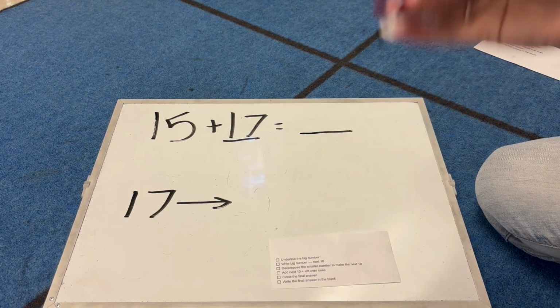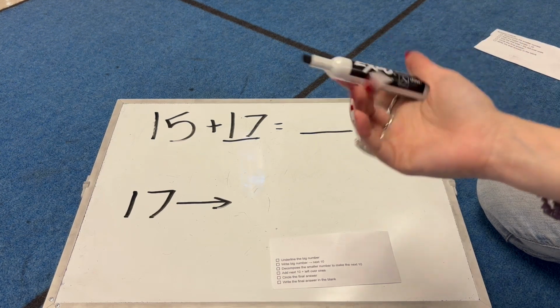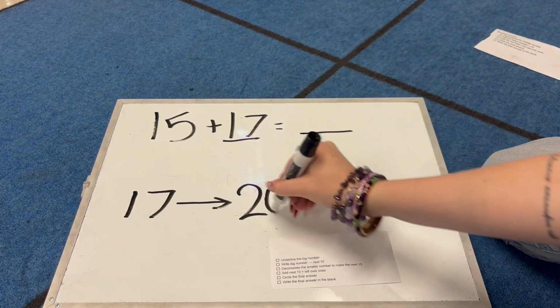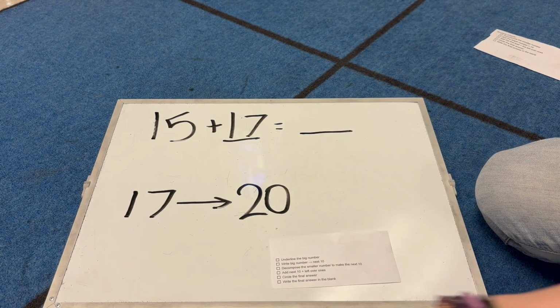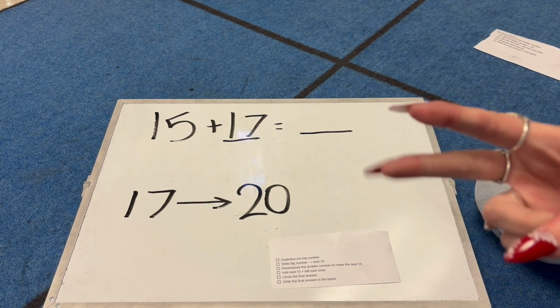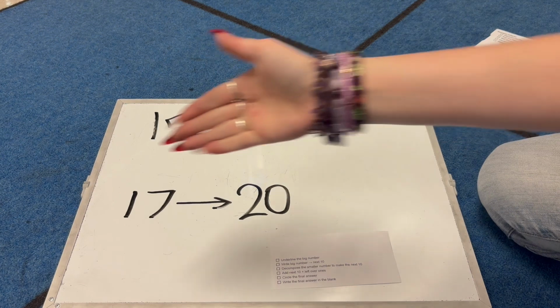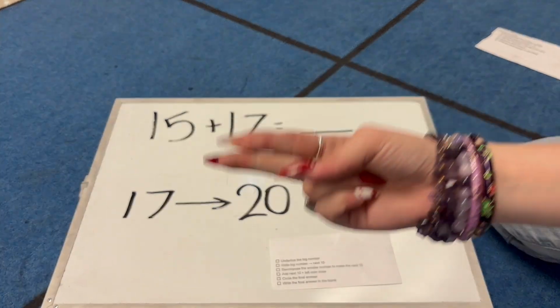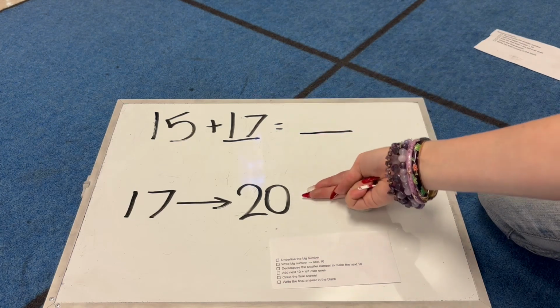my next 10 means the next multiple of 10. So in this case, my next multiple of 10 would be 20. If they don't know that, then they can count by tens until they find the one that comes after 17. So I could say 10 is before 17, 20 is after 17. So my next 10 is 20.